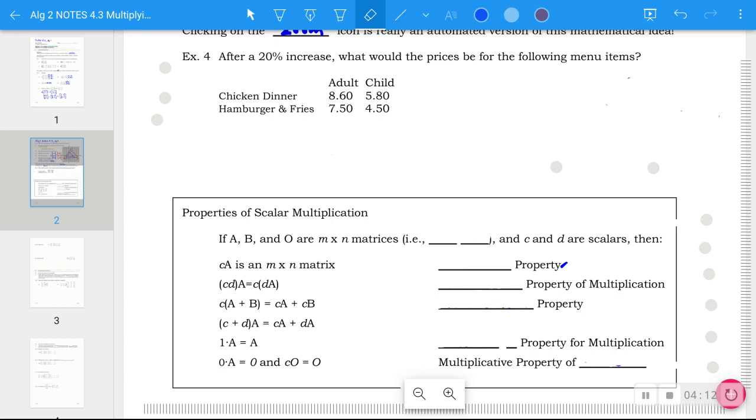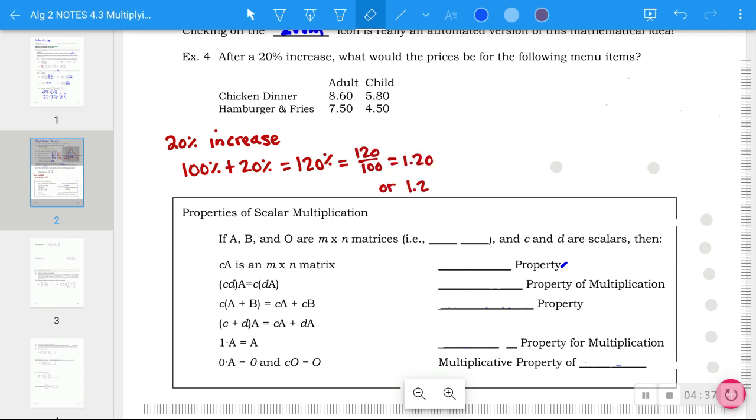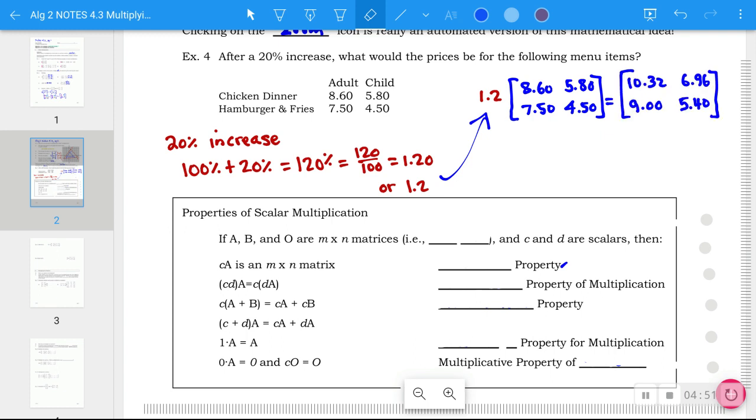Okay, so the first thing to do is figure out what to do with this 20% increase. It does say increase, and when you have increase or decrease, that's always either added to or subtracted from 100%, because you're increasing it on top of the original price. So 100%, that's the original price, plus an extra 20% added on to it. And that turns out to be 120%. 120% is 120 over 100, or 1.20. We'll shorten that to 1.2. And then we use this in the scalar multiplication. So all I'm going to do here is multiply the old prices by 1.2 to get my new prices.